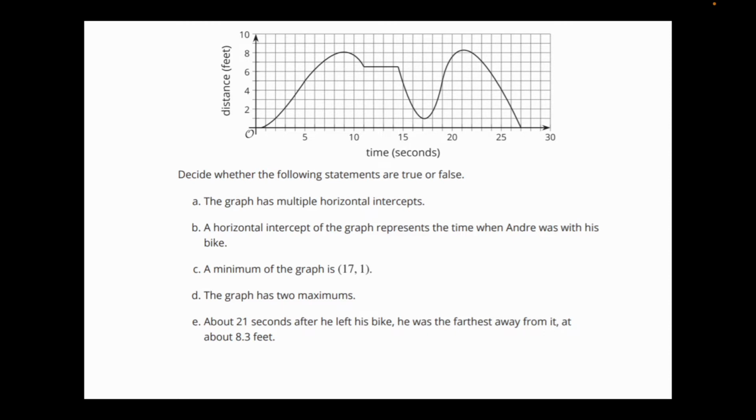Okay. So this says the graph has multiple horizontal intercepts. Now, a horizontal intercept is where the horizontal axis is either touched or crossed by our graph. And I do see, as I traced along it, one here on the left and one over here on the right. So looks to me like this is true. So we are going to say true.